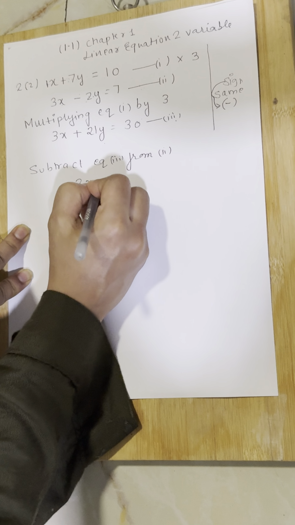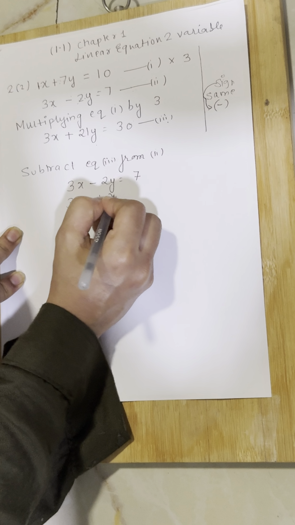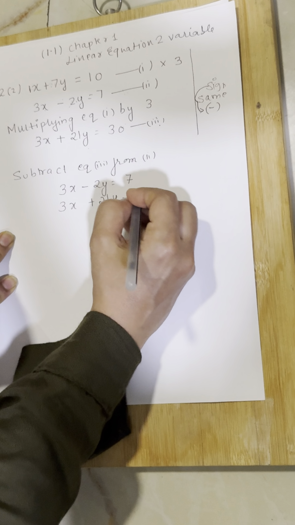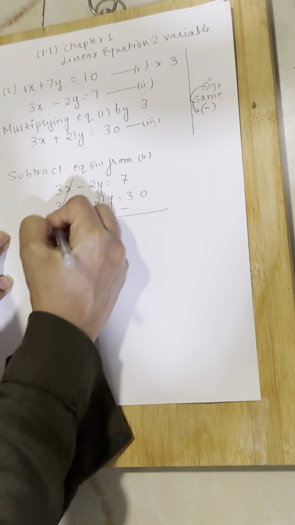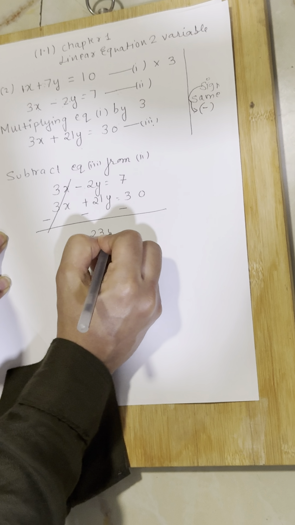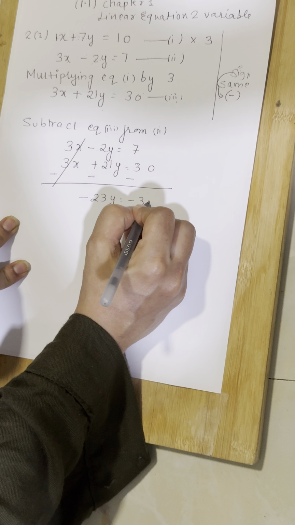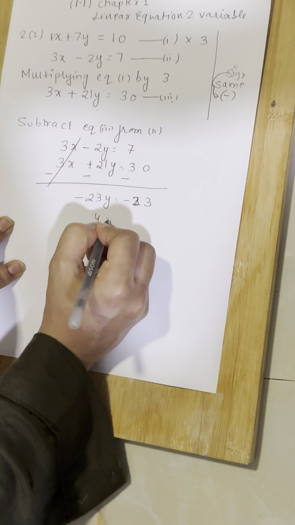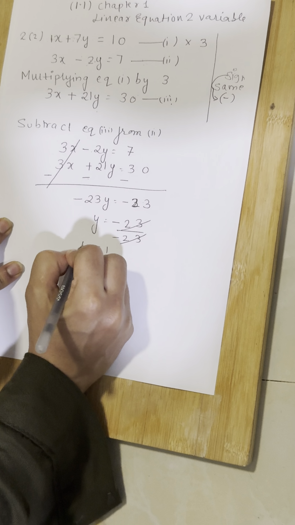Okay, 3x minus 2y is equal to 7, and 3x plus 21y is equal to 30. Okay, for subtract we have to leave one line for changing the sign. Plus 3x minus 3x change. Minus 2y minus 21y is what? Minus 23y. And this is minus 30. Sorry, 30 minus 7 is how much? 23. Okay, so y is equal to minus 23 upon minus 23, that is, y becomes 1.